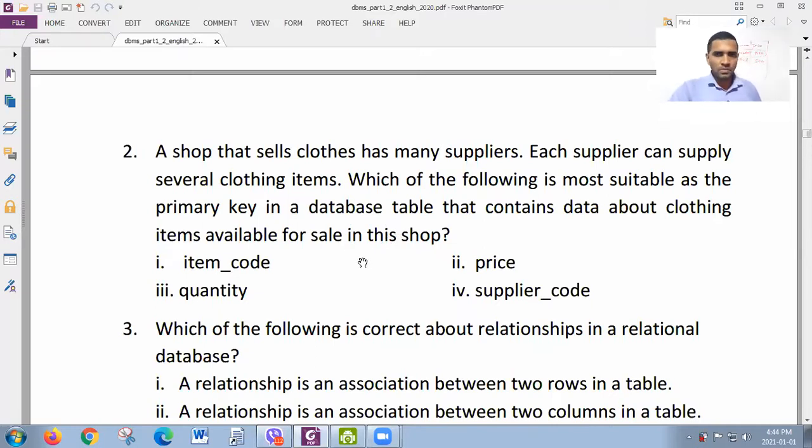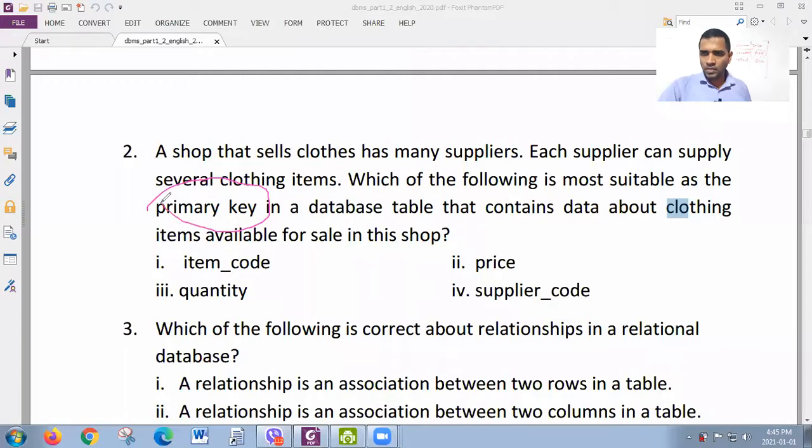I take the question again, because since the question is long, sometimes you can't understand properly. A shop that sells clothes has many suppliers. Each supplier can supply several clothing items. Which of the following is most suitable as the primary key? Keep an eye on the name primary key in a database table that contains data about clothing items. These two phrases must be given importance.